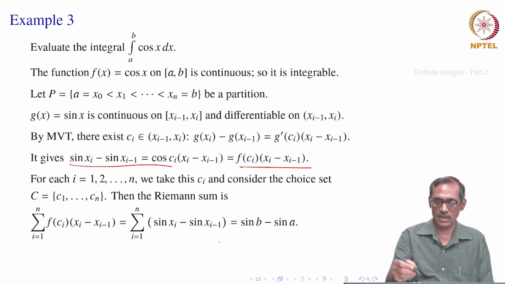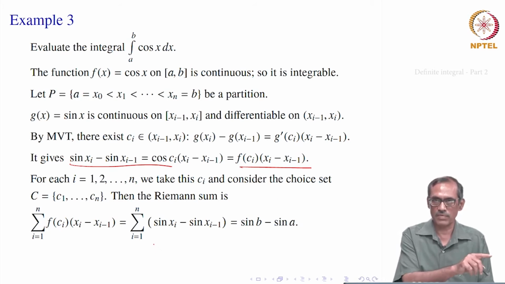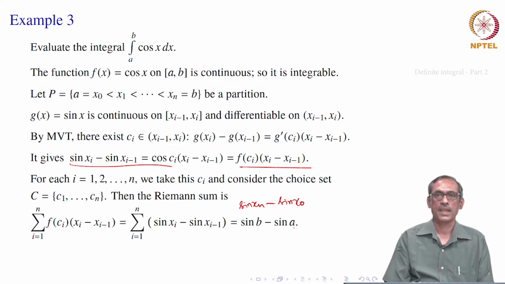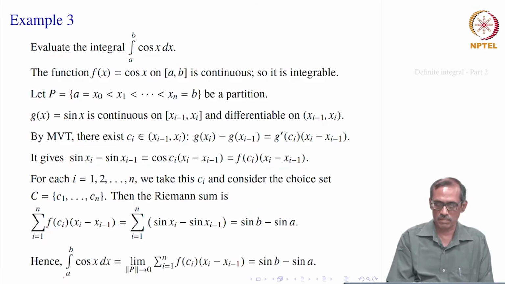Now, as earlier in the constant case, you see it is sin x1 minus sin x0 plus sin x2 minus sin x1 and so on. So, many things cancel out, only the first and the last remain. So, you get sin xn minus sin x0, that is sin b minus sin a. So, once we are able to evaluate this sum and get sin b minus sin a, it is a number now, right, a and b are fixed. So, when you take the limit of the Riemann sum, that will be equal to that number itself, fine. So, integral a to b cos x dx equals sin b minus sin a.